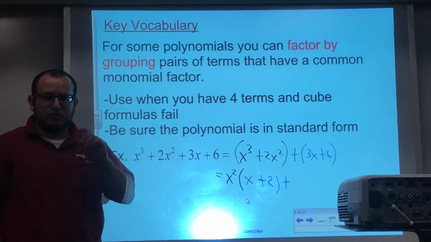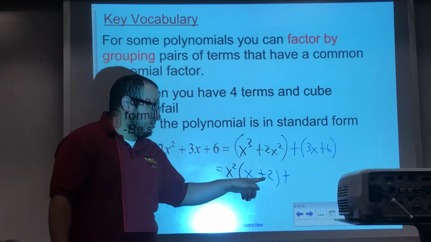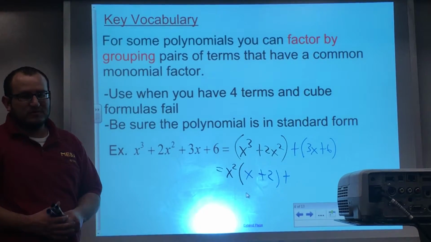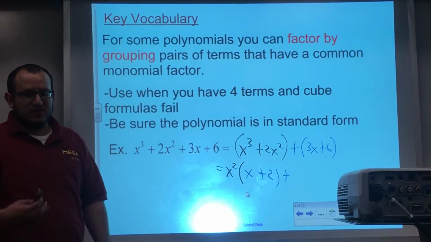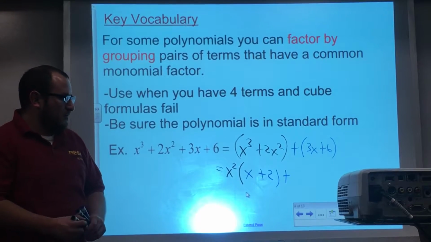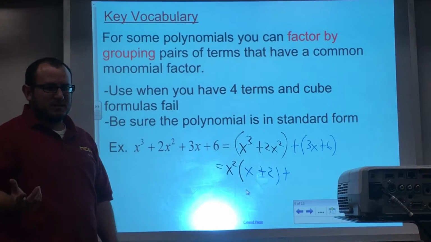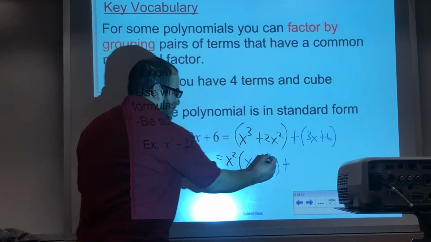Your goal when you're grouping is trying to get this right here from this. If you don't, then grouping doesn't work, and you have to try something else. All right, so what do you notice between 3 and 6? Well, they have 3 in common, so let's take out 3.